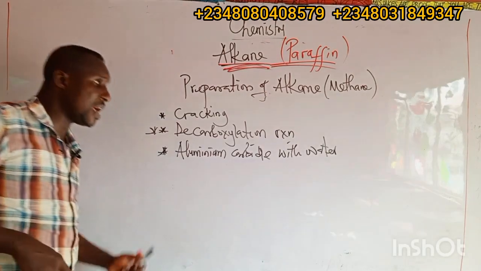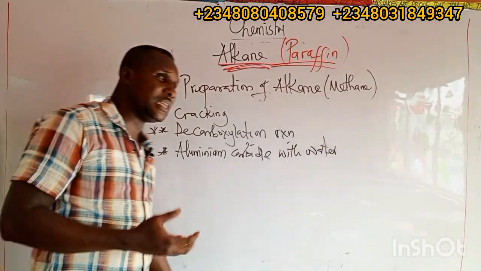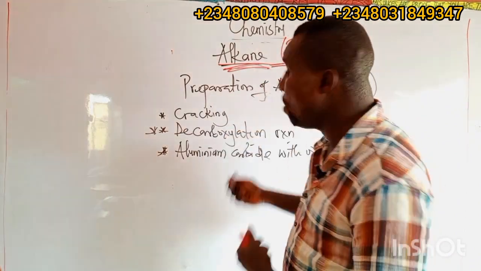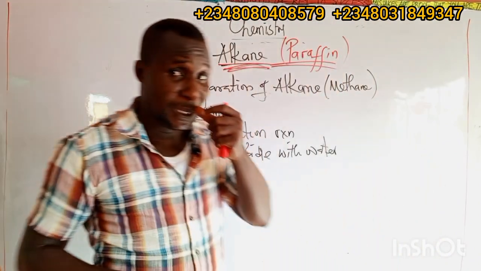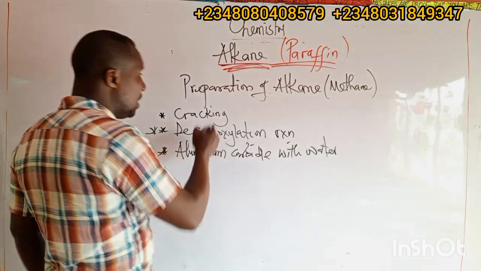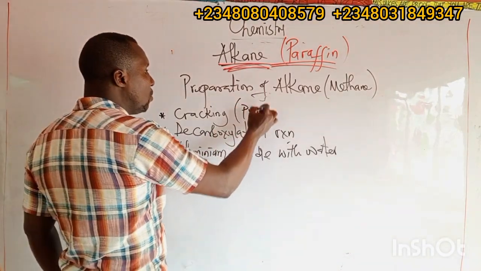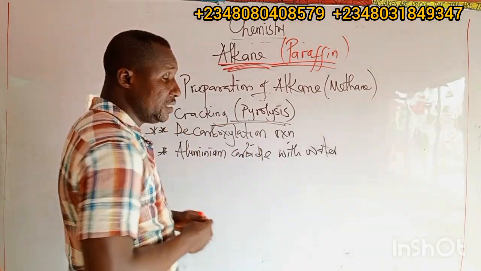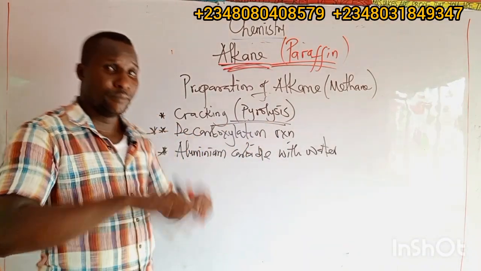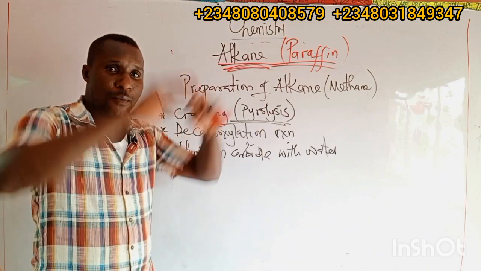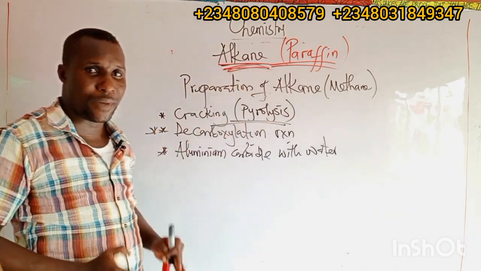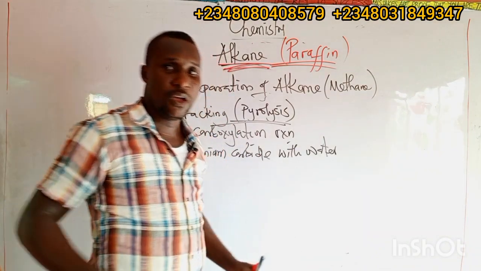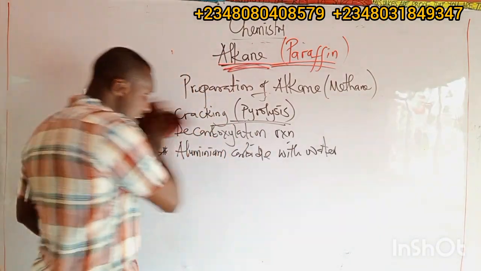Let's take the first one, cracking. I told you cracking is a conversion process. Cracking is the breaking down of large hydrocarbon compounds into smaller hydrocarbon compounds. Another name for cracking is pyrolysis. Take note, pyrolysis. That is cracking, the breaking of higher hydrocarbon compounds, compounds that contain carbon and hydrogen, into smaller ones. Take note of that.